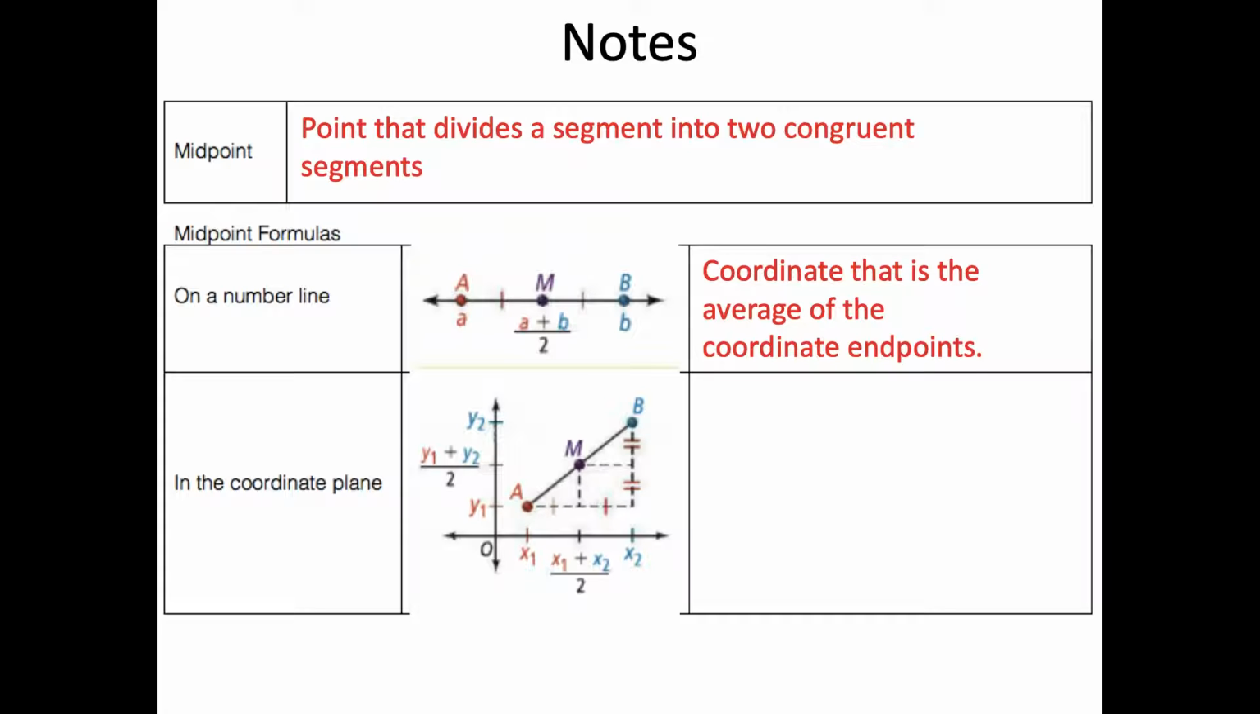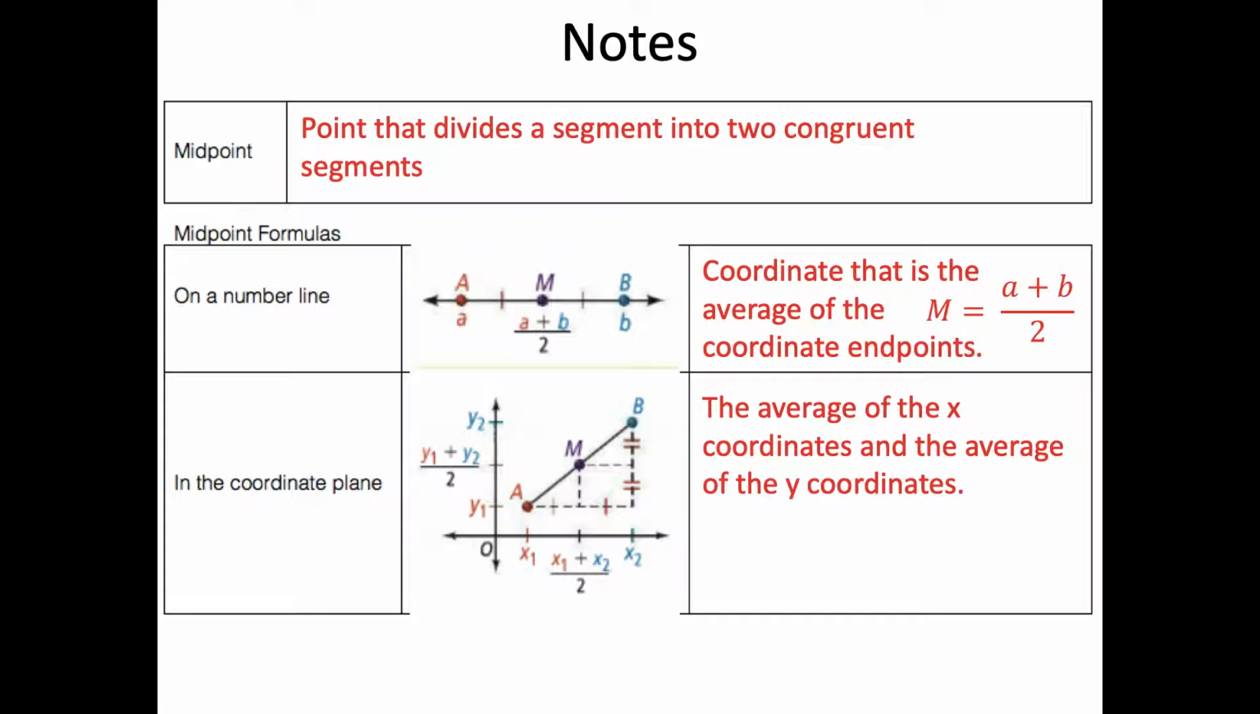The midpoint formula on a number line: the coordinate that is the average of the coordinate points. So the midpoint would just be, in this case, a plus b divided by 2. And on the coordinate plane, it's the average of the x coordinates and the average of the y coordinates. And so there's your formula for your midpoint.